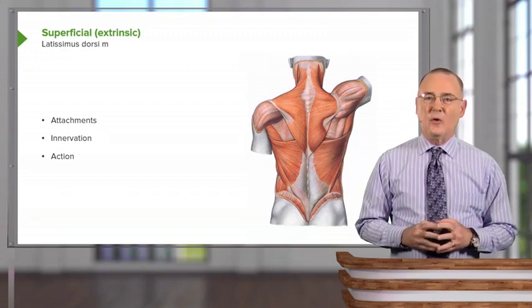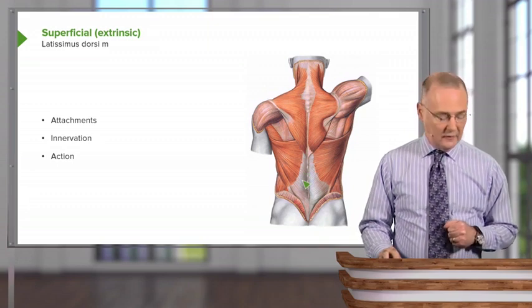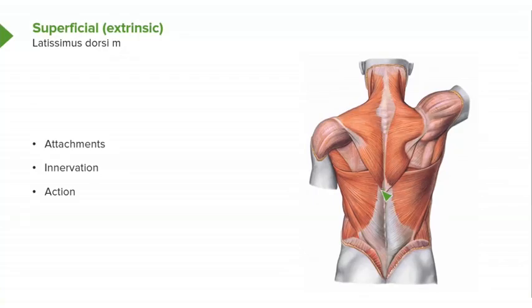The latissimus dorsi has multiple points of origin. It's going to attach or originate from the spinous processes of T7 through T12, and also the spinous processes of all 5 lumbar vertebrae. It has a partial attachment to the iliac crest and the sacrum, and will partially originate from the inferior 3 to even inferior 4 ribs.